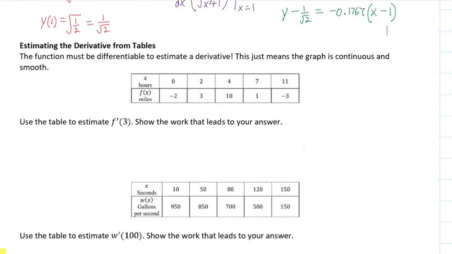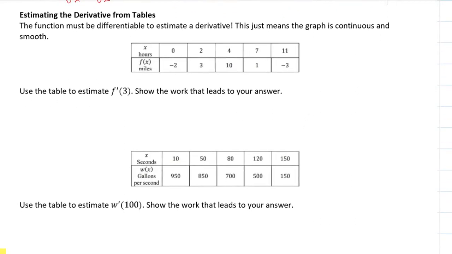All right, so our next thing we're going to look at is estimating derivatives from a table. Remember, a derivative is just a slope, okay? So in order to estimate a derivative, the function must be differentiable. Okay, and what that basically means is that the graph is continuous and smooth. Remember, to be differentiable, you can't have any sharp turns and you can't have any vertical tangent lines on the graph. So basically, we need to be a smooth curve.